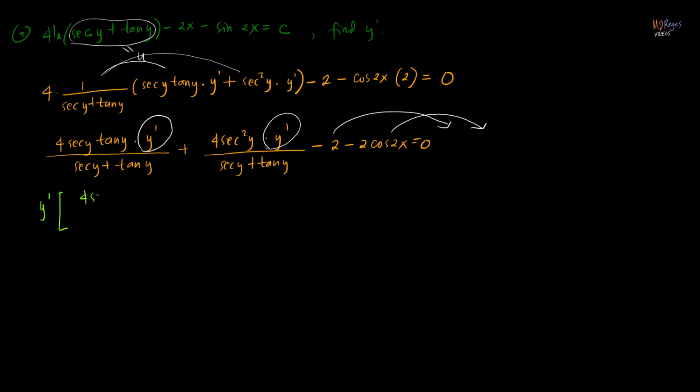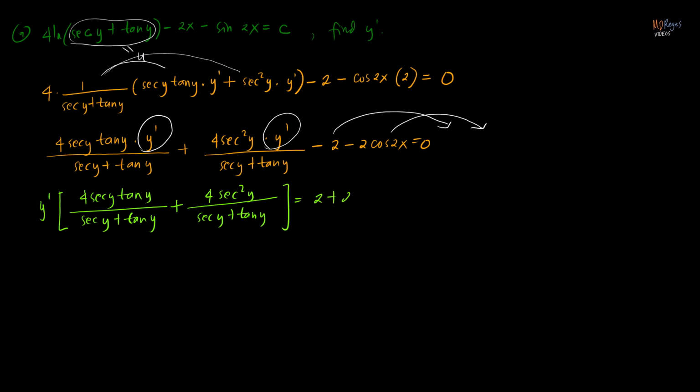So 4 secant y tangent y over secant y plus tangent y in the first term. While in the second term, we'll have 4 secant squared of y over secant of y plus tangent of y. On the right side, we'll have 2 plus 2 cosine of 2x.